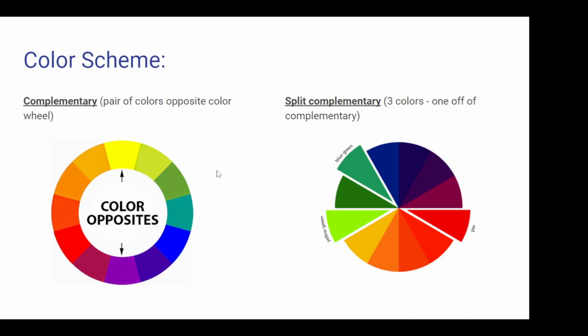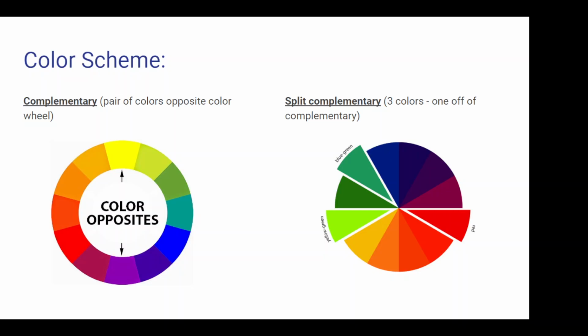Another type of color scheme is complementary. Those are colors that are across from each other on the color wheel. They have a high level of contrast because they are opposites. They can sometimes clash if you're not careful, but they're really striking next to each other. That's why a lot of sports teams will use complementary color schemes in their uniforms, because they're so visually aggressive next to each other.